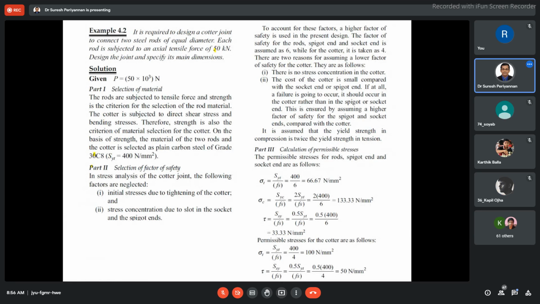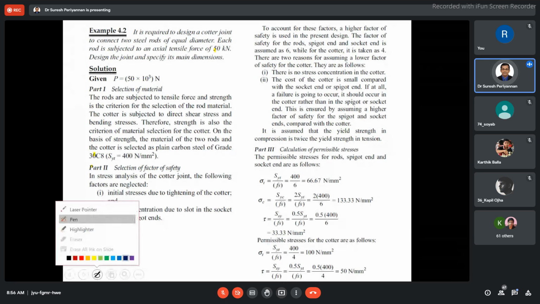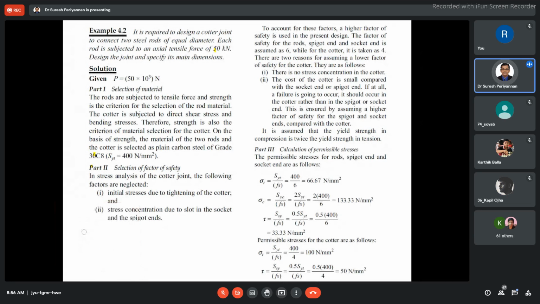These are things that should be given in the problem, but as an engineer you should understand. That is what they have put here. These are given in the problem, but the selection of material, first we have to go for the selection of material, what we discussed in the first chapter.